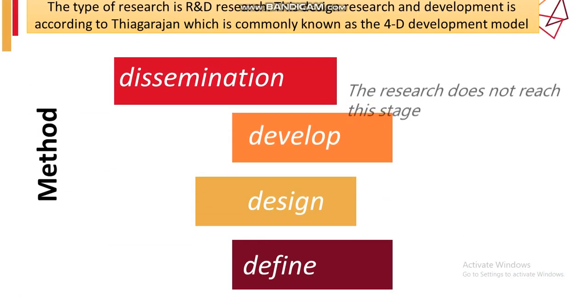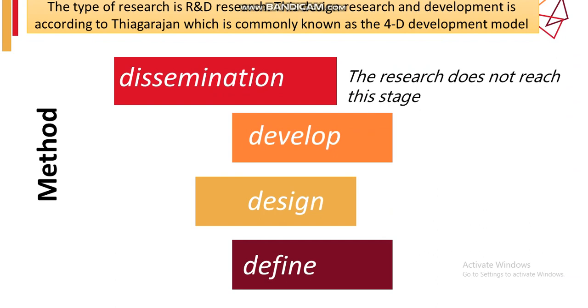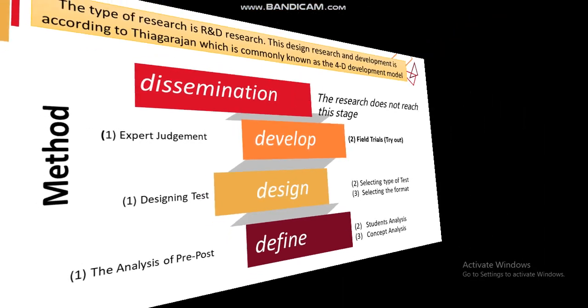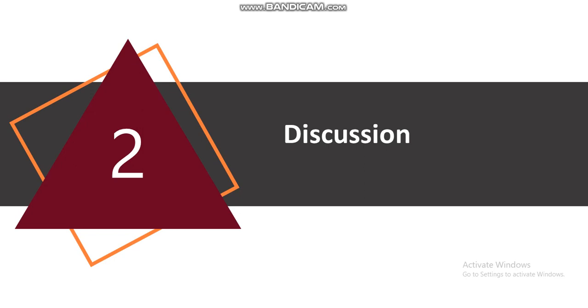The type of research used in this research is development research, which is commonly known as the 4D development model. Here are the stages of the 4D development model, but this research doesn't reach the dissemination stage.